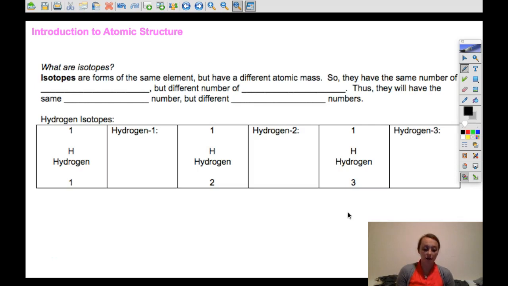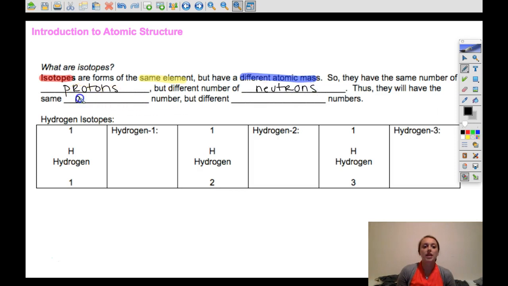So in our study about differentiating between neutral atoms, ions, and isotopes, it's important to be able to first define what isotopes and ions are. So isotopes are forms of the same element, but they have a different atomic mass. So in terms of composition, they're going to have the same number of protons, because that's the DNA of an atom, but a different number of neutrons.